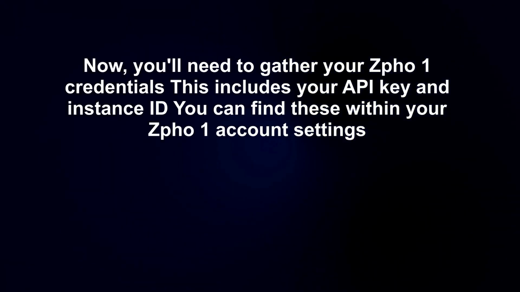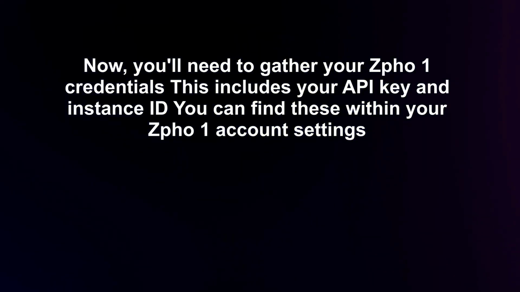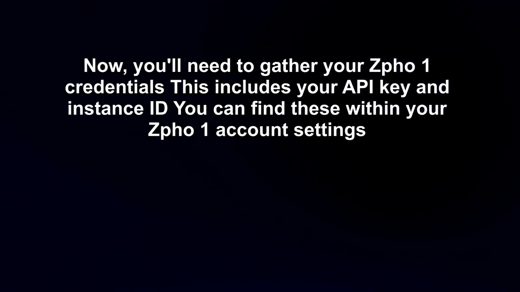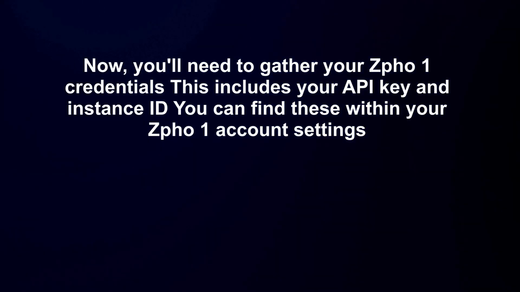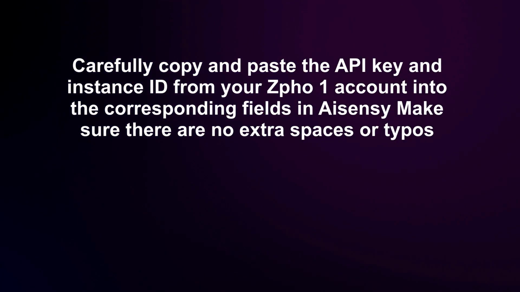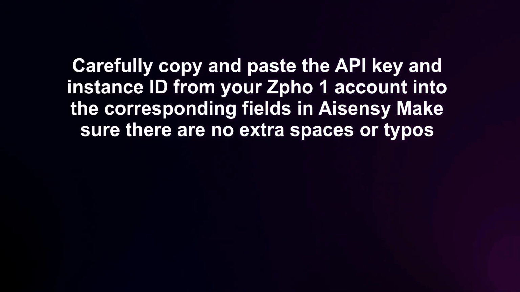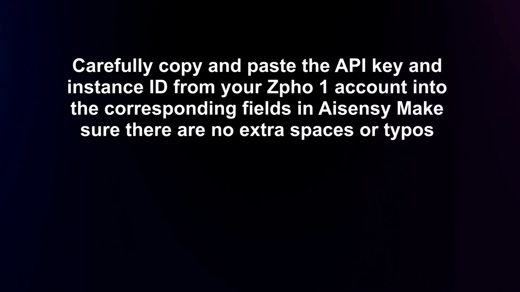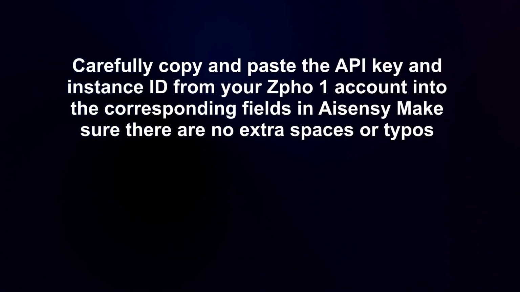Now, you'll need to gather your Zpho credentials. This includes your API key and instance ID. You can find these within your Zpho account settings. Carefully copy and paste the API key and instance ID from your Zpho account into the corresponding fields in Aisensy. Make sure there are no extra spaces or typos.